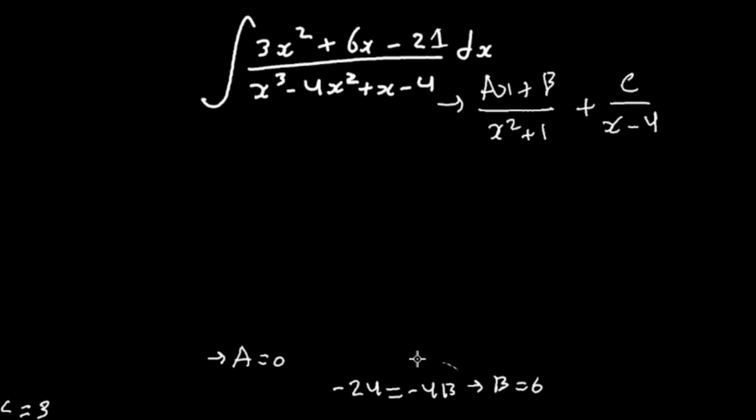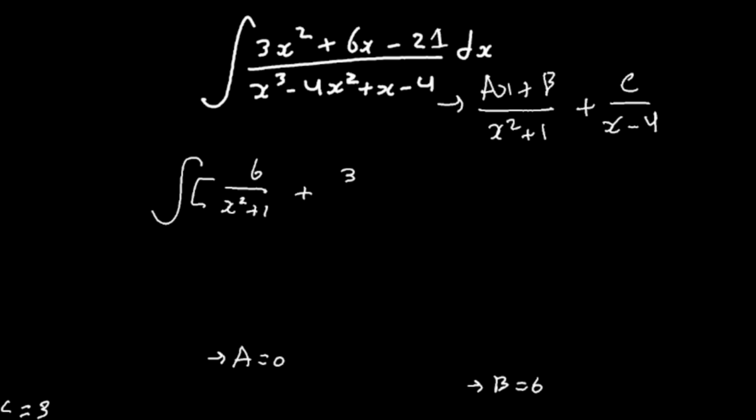Okay, so now what we're going to do is we're just going to substitute that back in, and we can integrate. So we have our partial fraction decomposition. It's going to look like 0x plus b. So 0x is just 0, so we can ignore that. And then b is 6, and that's being divided by x squared plus 1. And then plus our c, which is 3 over x minus 4 dx. So now we've done our partial fraction decomposition, we can turn this integral into something more manageable.